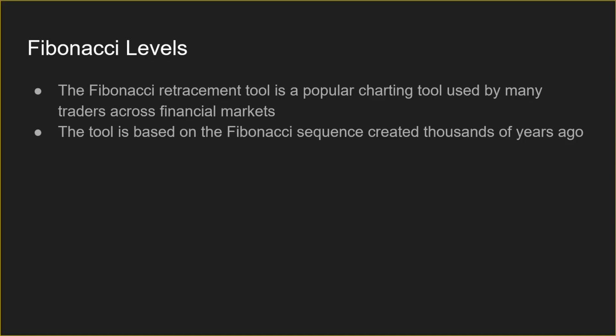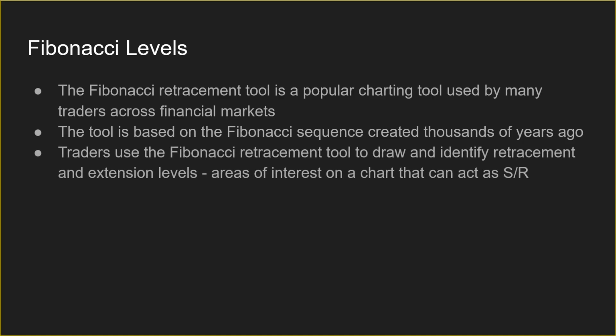Essentially, there's a ratio or some sort of mathematical formula that will predict the next number, and it maintains a certain golden ratio, to keep it short. Now, traders use this Fibonacci retracement tool to draw and identify retracement and extension levels. Basically, we use this tool to identify areas of interest on a chart that can act as support and resistance, and it can help us with trade entries and exits along with stop loss placements.